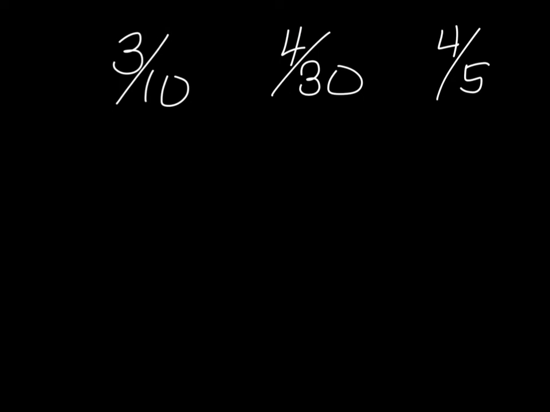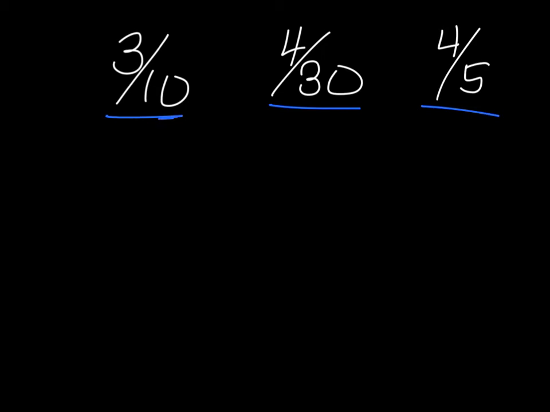Okay, so now we're going to go ahead and work on problem 3. Make sure that as you're watching this, you are writing down the information and the answers as we go. We are looking at 3/10, 4/30, and 4/5. We need to decide what's the common factor between 10, 30, and 5.